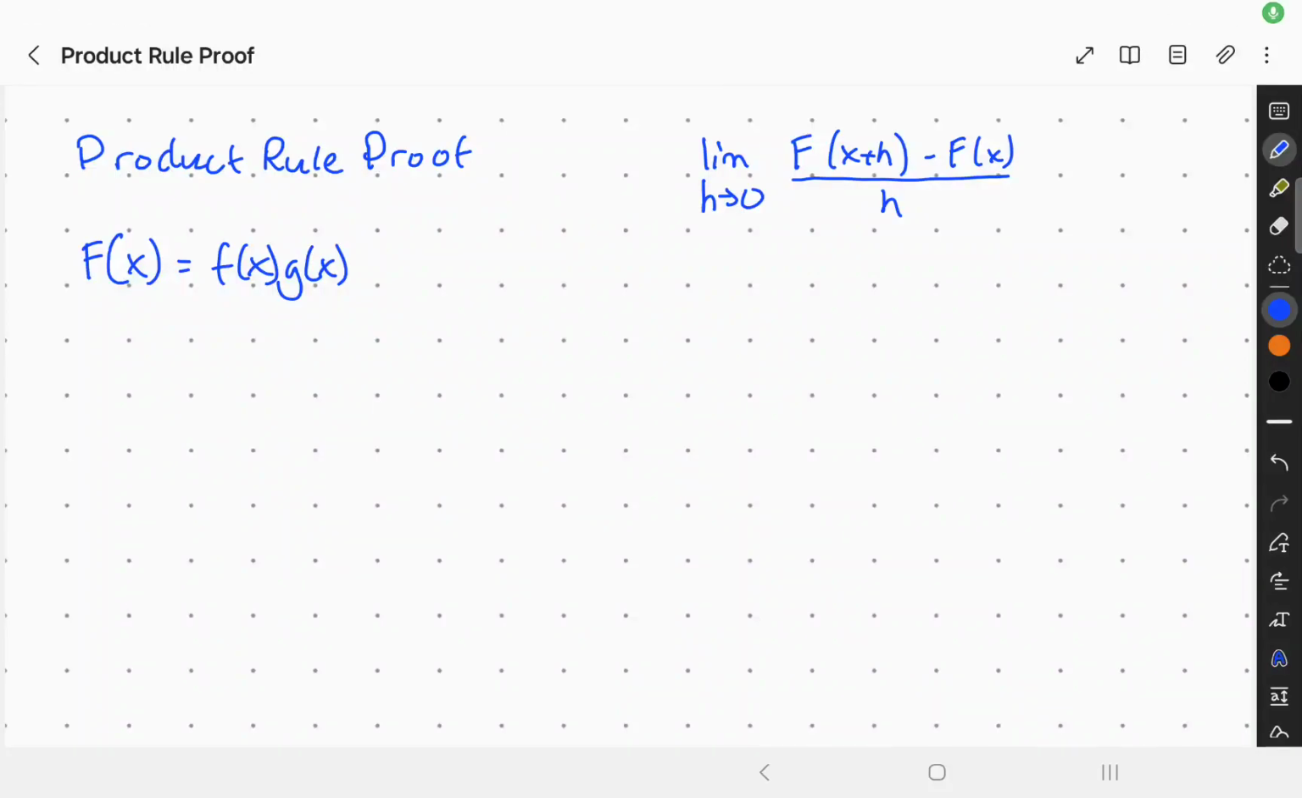Everyone. This video is going to be a proof of the product rule. So that derivative rule that we've been using in class, we're going to do an algebraic proof of it here.